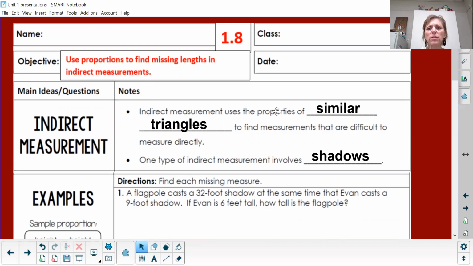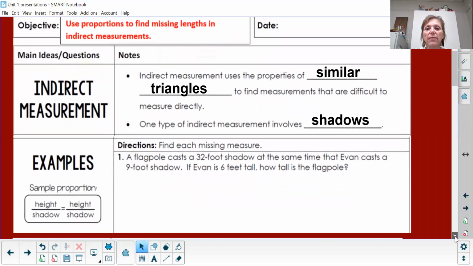Indirect measurements uses the properties of similar triangles to find measurements that are difficult to measure directly, such as a tall building, maybe the width of a river. It's hard to measure, so we find ways to measure them without actually measuring that part of it. One type of indirect measurement involves shadows. In the sunlight, things cast a shadow. So let's see how these are used.